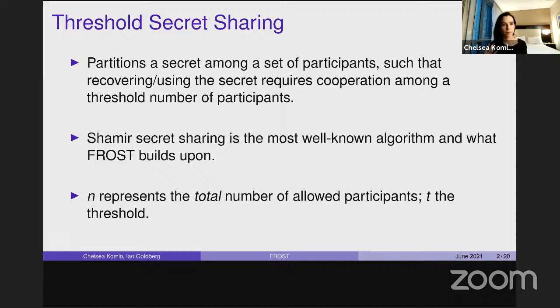Just starting into this talk, I'll first introduce some notation that we'll use throughout. In a threshold secret sharing scheme, we often talk about N as representing the total number of allowed participants and T as representing the threshold. And we'll see how N and T are really important in describing these schemes.